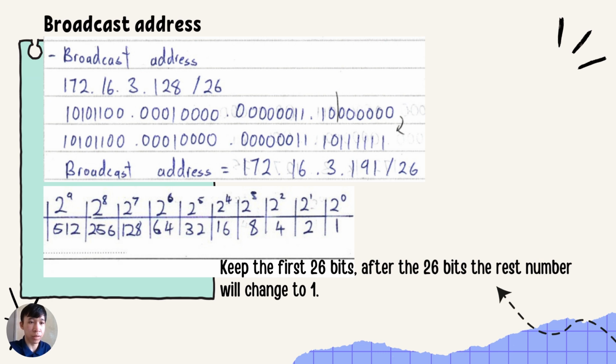And for the broadcast address, we need to convert it into binary first. After converting, we need to keep the first 26 bits of data, and after the 26 bits the rest of the number needs to change to 1. So the final answer we get is 172.16.3.191 for the broadcast address.